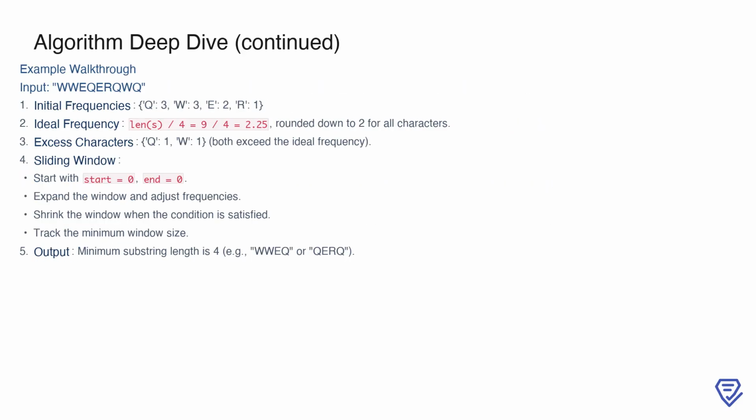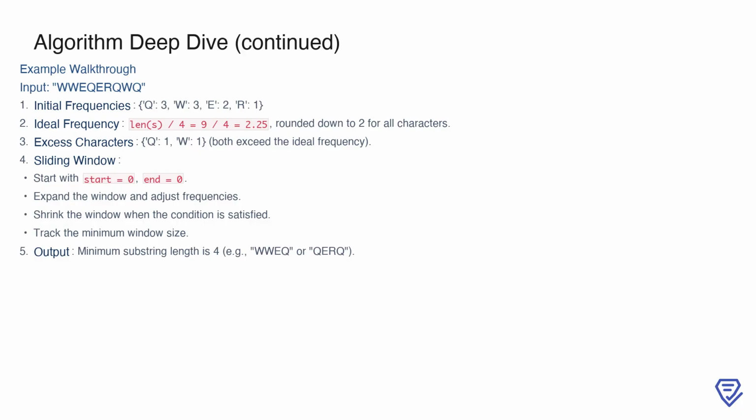Let's walk through an example to clarify how this algorithm works. The input string is Wekkerk. First, we calculate the initial frequencies. Q appears 3 times, W appears 3 times, E appears twice, and R appears once. The ideal frequency for balance is the total length, 9, divided by 4, which is 2.25, rounded down to 2 for all characters. From this, we identify that Q and W exceed the ideal frequency, each by 1.